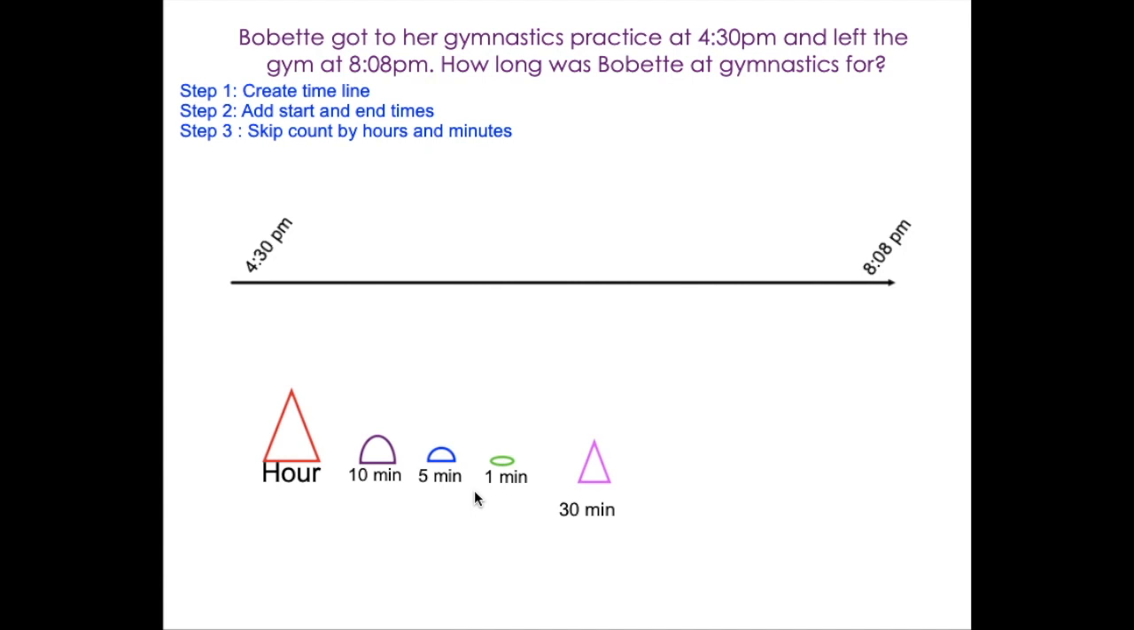So let's figure out Bobette starts at 4:30 and she ends at 8:08. So I can add an hour to take me to 5:30. Another hour would take me to 6:30. I can do another hour to take me to 7:30. I can't do another hour because that would take me past the finish time, which is 8:08. It's 7:30, so I could, if I'm comfortable, use a 30-minute time block to take me to 8.